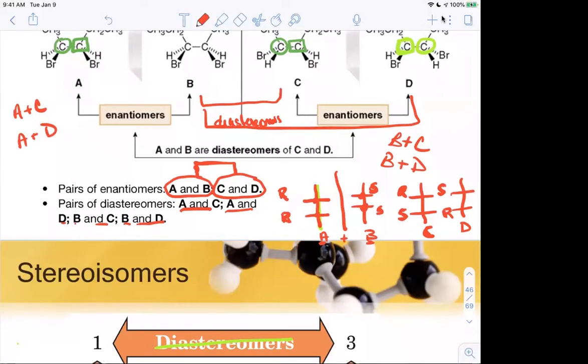Anytime I have one the same and one different, like if I have R across the board, but then I notice this is R and this is S, this would be diastereomeric. I always start with the two enantiomers, and then the relationship between one enantiomeric pair and the second enantiomeric pair will be diastereomers.